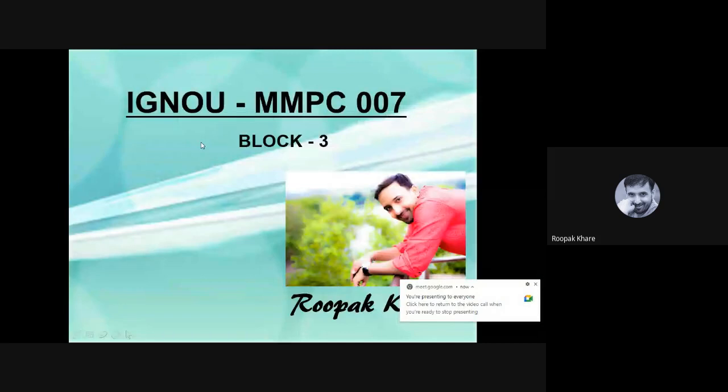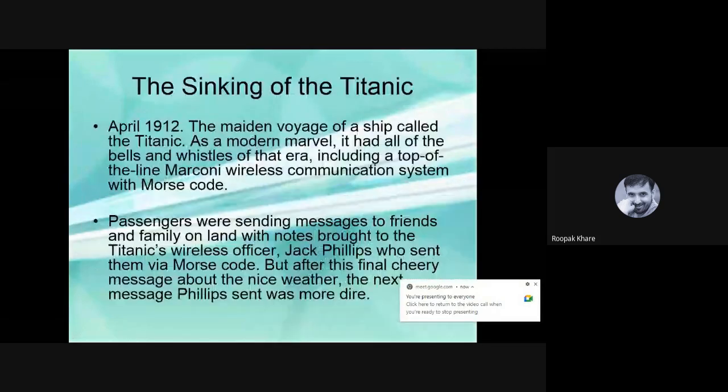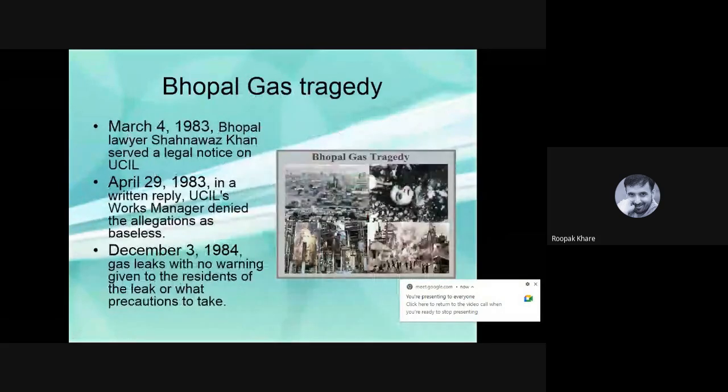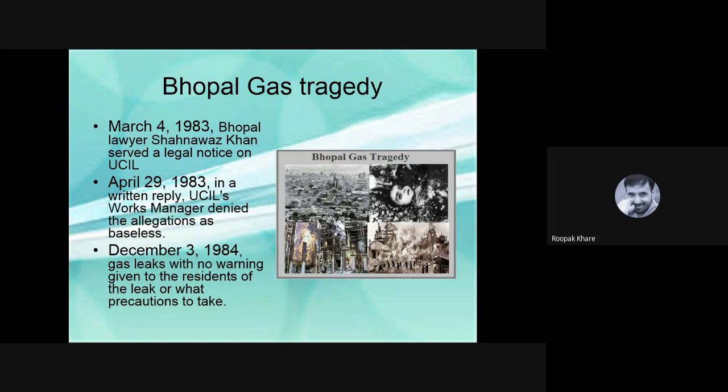Then on April 29th, 1983, almost 2 months later, in a written reply, UCIL's work manager denied the allegations. He said nothing of that sort was happening. December 3, 1984, gas leaked. There was no warning. The residents in that locality, in fact almost the whole of Bhopal, suffered.